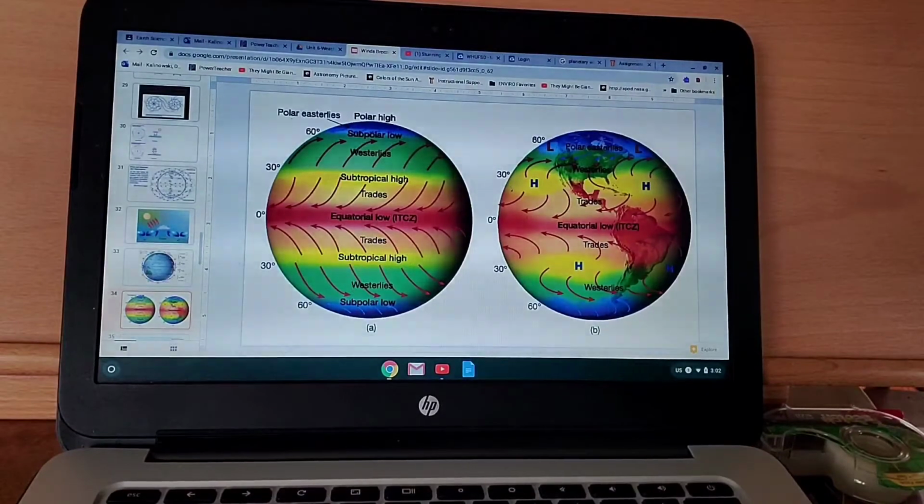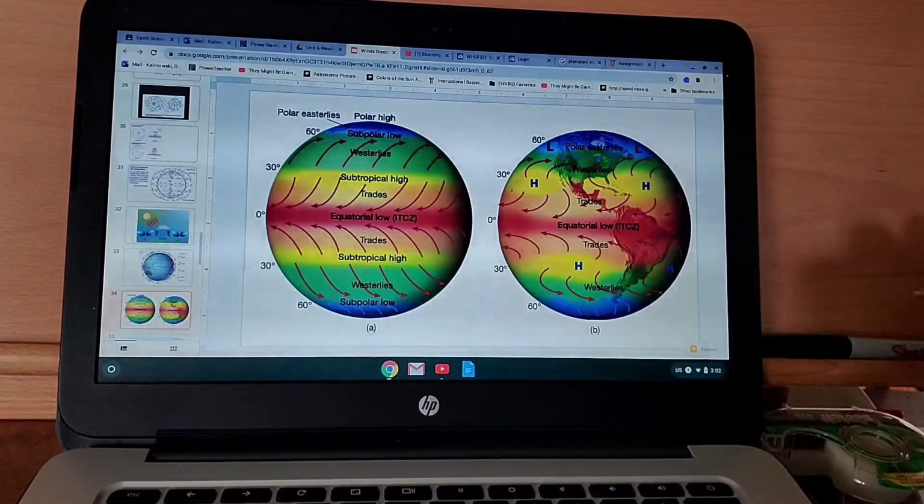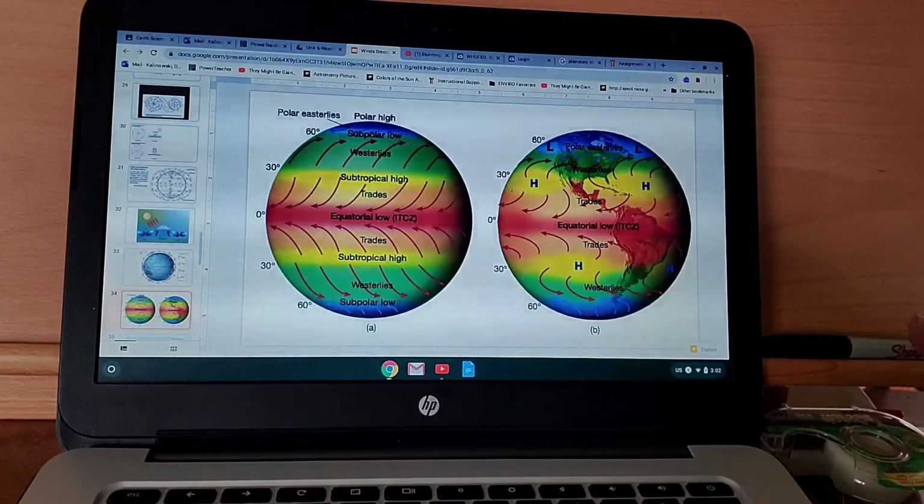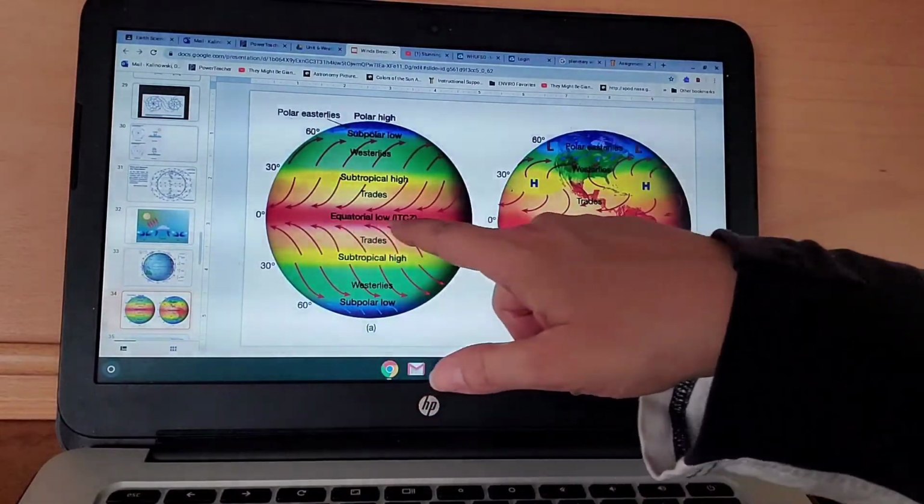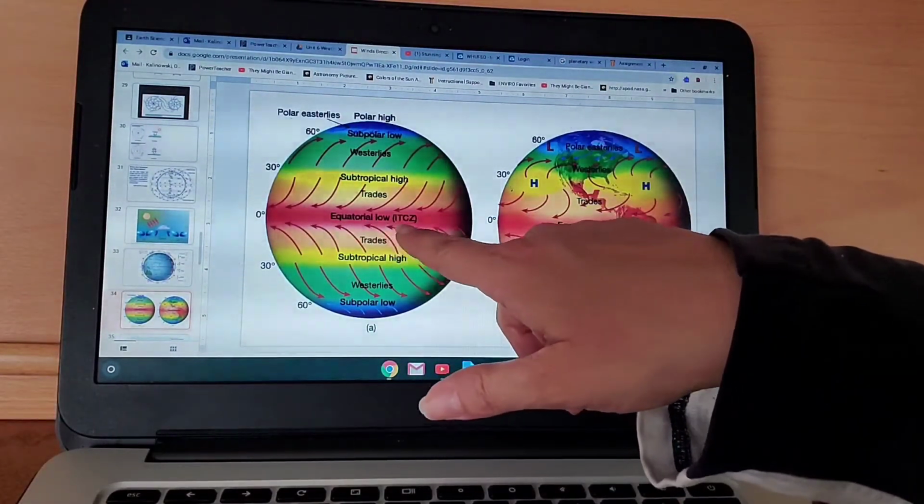Here's another one. I like this because it's color-coded. Red is warm, blue is cold. You'll notice at the equatorial low, nice and red, that makes it wet.